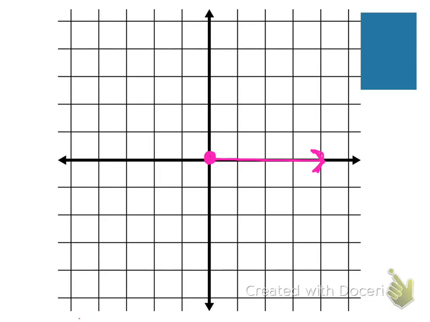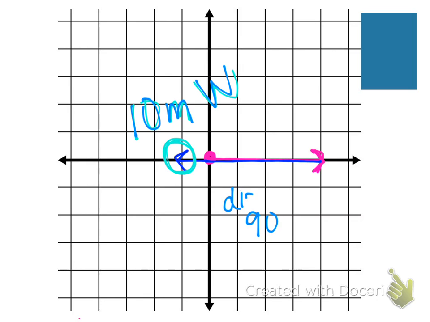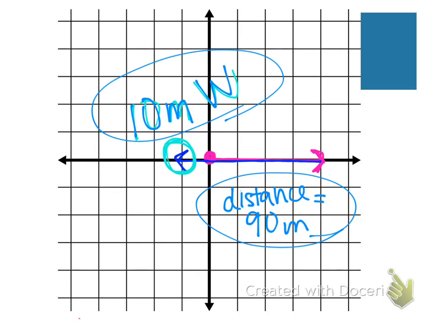From there, she turned around and walked 50 meters west. So 1, 2, 3, 4, 5. So her final displacement was what? 10 meters what? West. 10 meters west. Sorry. Okay, but the total distance she walked was what? 90 meters. Okay? Different. So distance equals 90 meters. Displacement equals 10 meters west.